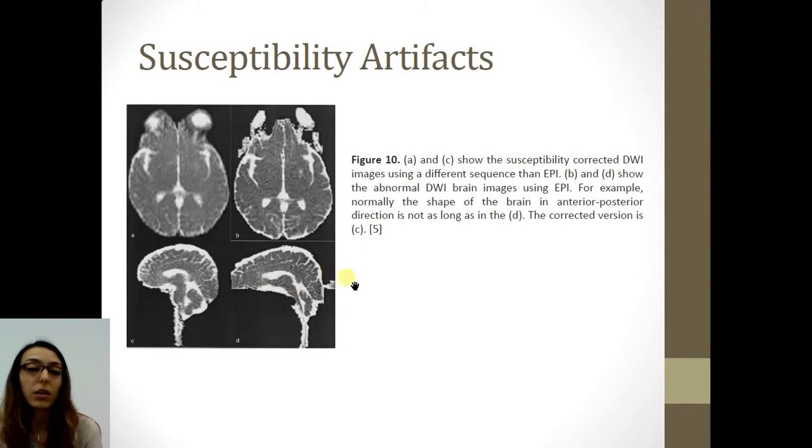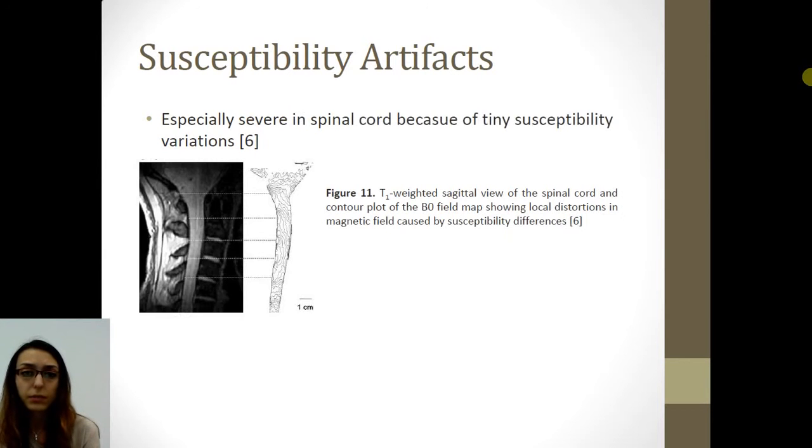And we know that this is not real, so this is a severe artifact in diffusion-weighted imaging. Also, susceptibility artifacts are really severe in the spinal cord, actually worse in the spinal cord, because in the spinal cord there are some tiny susceptibility variations in even the smallest possible regions as well. You can see the B0 map here. The lines here show the different magnetization features or different susceptibilities.